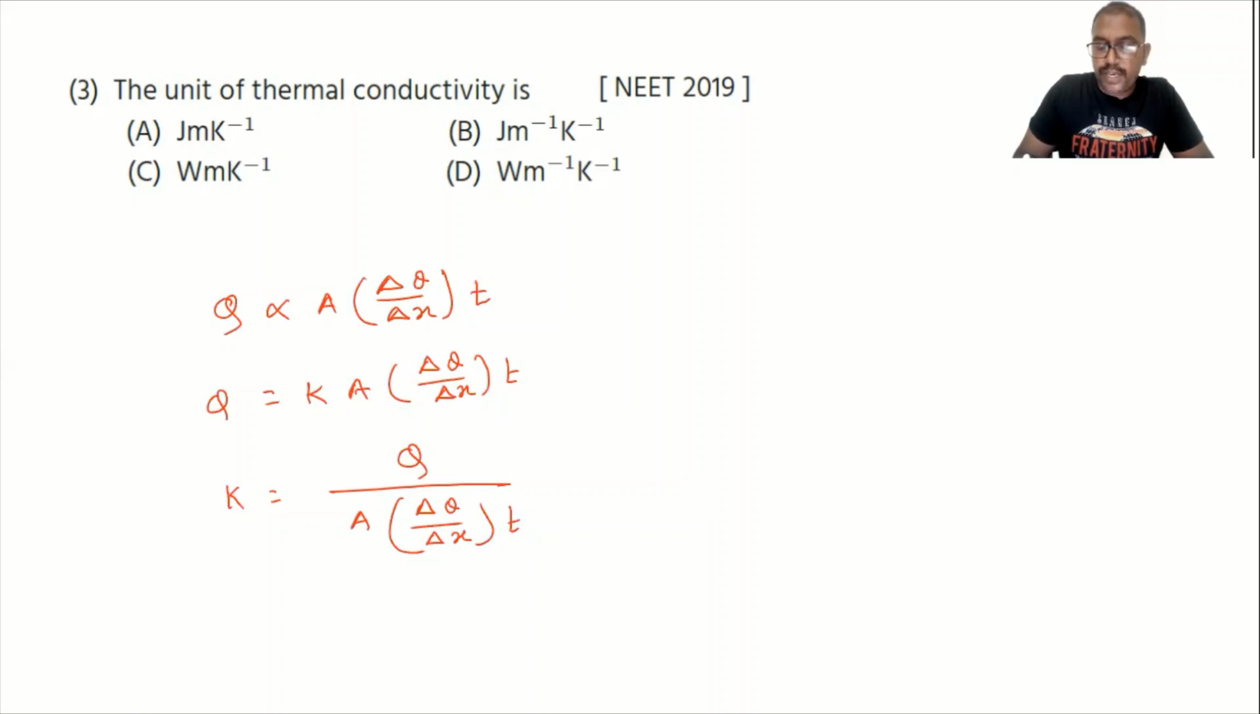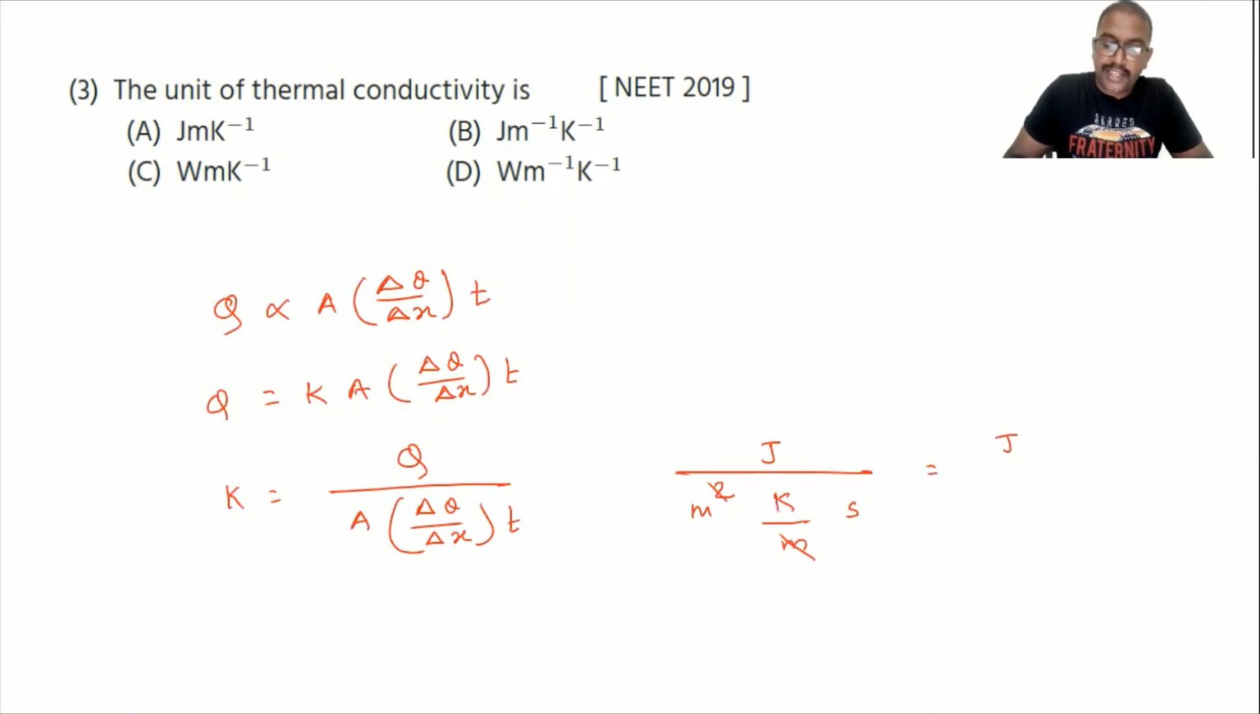By using that we can write a unit. Unit of Q is joule divided by unit of area meter square. Unit of delta theta is the temperature Kelvin. This again meter and this is second. So this meter and 1 meter get cancelled. So this joule by second is a watt. So you can see options are watt.